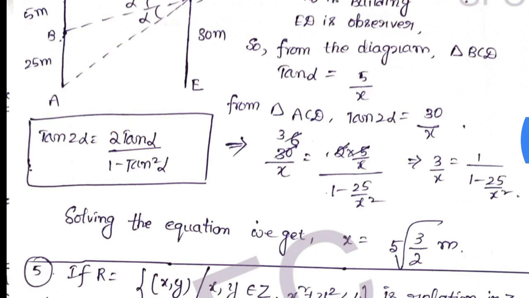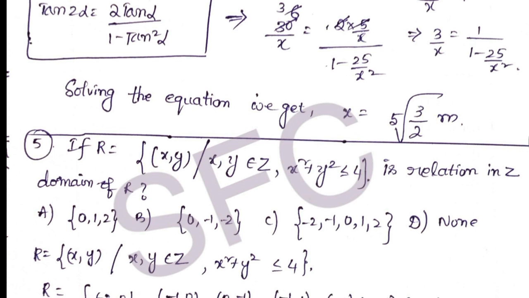Now applying the formula tan 2 alpha is equal to 2 tan alpha by 1 minus tan square alpha, which comes in trigonometry as you all know well. Now 30 by x is equal to 2 into 5 by x by 1 minus 25 by x square. This implies 3 by x is equal to 1 by 1 minus 25 by x square. Solving this equation, we get x is equal to 5 root 3 by 2 meters.